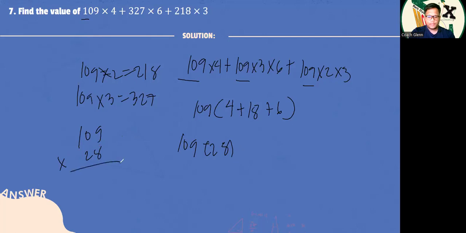So 8 times 9, that's equal to 72. 8 times 0 is 0. 0 plus 7, that's 7. 8 times 1, that's 8. 2 times 9 is 18. Carry 1. 2 times 0 is 0. 0 plus 1, that's 1. 2 times 1, that's 2. So we add this one. So this is equal to 3052. So that should be our final answer. Okay. Any questions for this one?